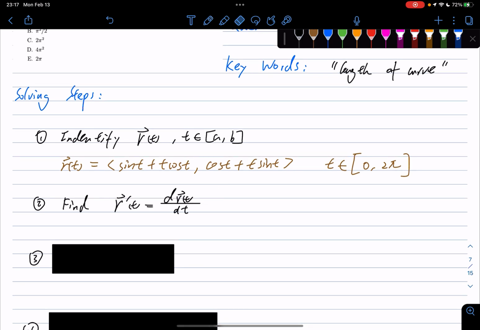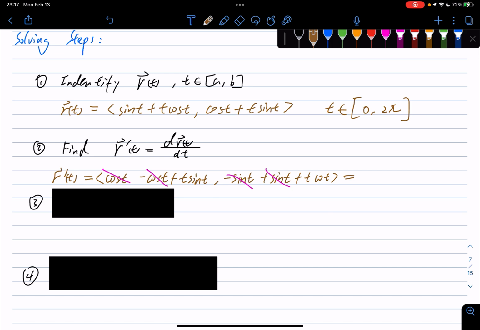So the second step is to find r'(t). r'(t) equals cos t minus the derivative of cos t plus t sin t. This is the product rule right here, and I'm going to apply the product rule again, plus the derivative of sin t plus t cos t. So you can see that cos t cancels out, sin t cancels out. Things get nicer as you move along, as I've told you before. We get t sin t and t cos t.